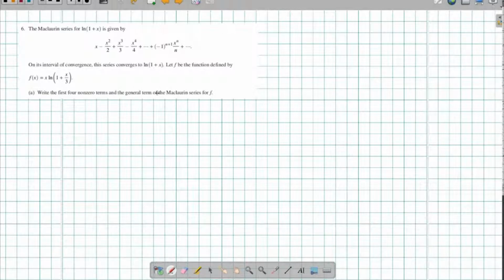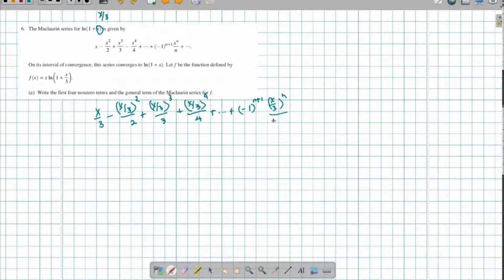So what's happening here? Everywhere that I see an x, I'm replacing it with x over 3. So this is going to be x over 3 minus (x over 3) squared over 2 plus (x over 3) cubed over 3 minus (x over 3) to the fourth over 4 plus dot dot dot. And this is still an alternating series. This is going to be (x over 3) to the n over n.